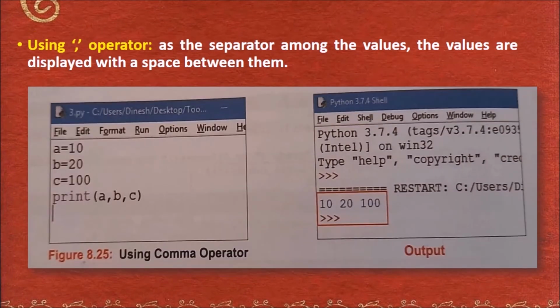Here we have three. The first one is the separator we have used. When this separator is used among the values, the values are displayed with a space between them. Now the example is given to you. You can see a is equal to 10, b is equal to 20, and c is 100. And we just wrote print a, comma b, comma c. We are using comma in between. When you use comma in between, it gives a space. You can see the output screen. This is the value of a, this is the value of b, and this is the value of c.